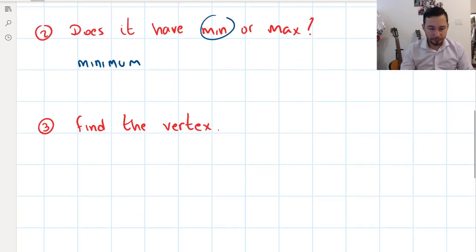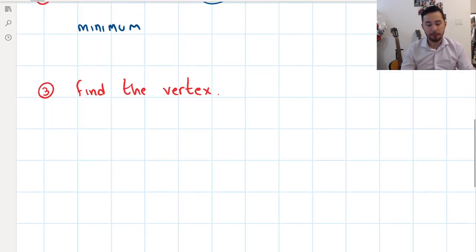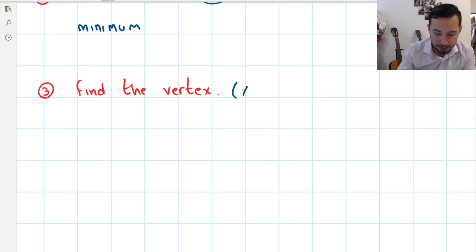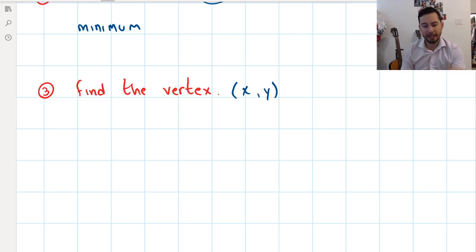Number 3, find the vertex. Well, in order for me to find the vertex, and the vertex is always going to be some x comma some y, I need to find the x first. Once I find the x, I can plug that input in and get the y out.